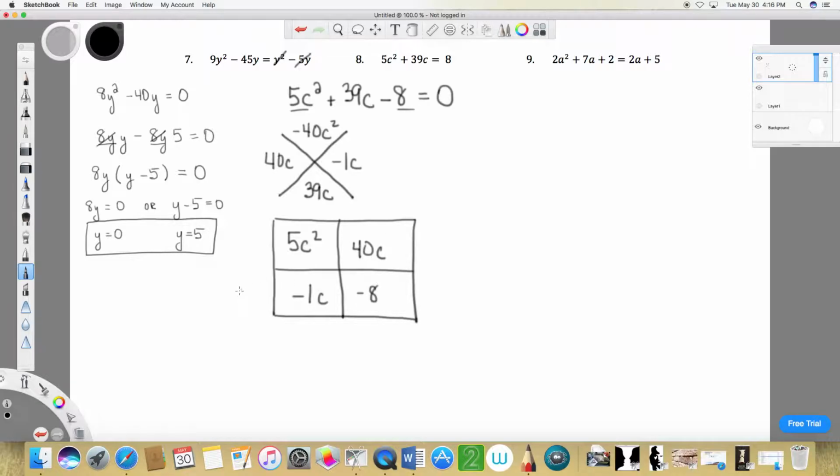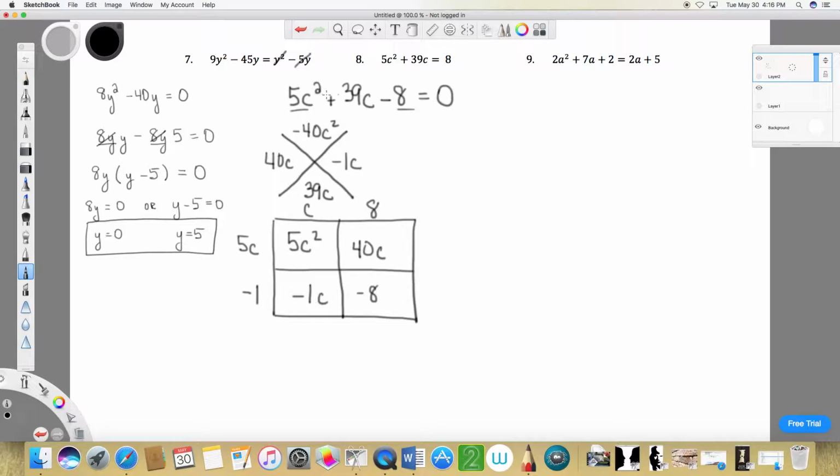Here across the bottom, I see that negative 1 is a common factor. Here vertically, I see that 8 is a common factor. Negative 1 times a positive 8 is negative 8. Horizontally here, I see that each of these share a common factor of 5c. And vertically here, this just shares a common factor of c.